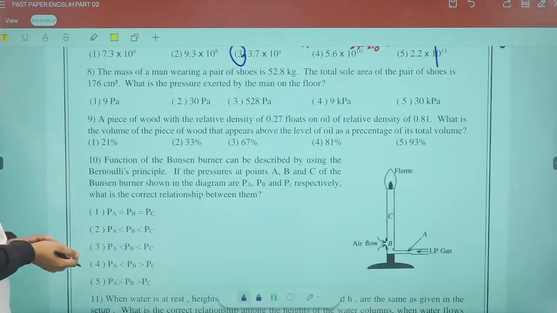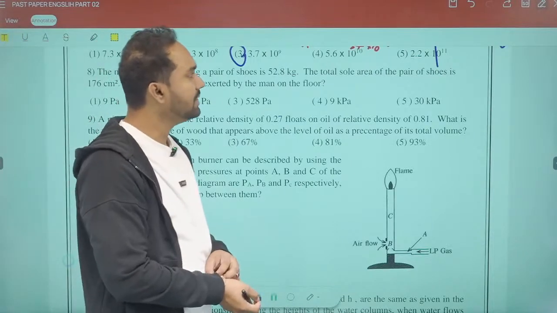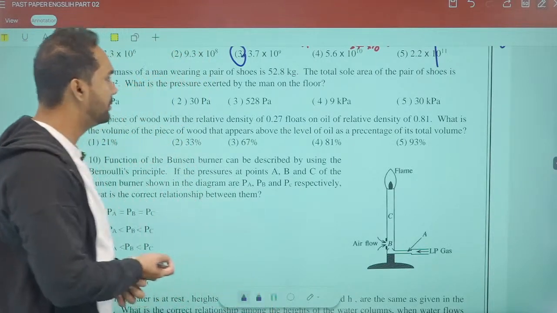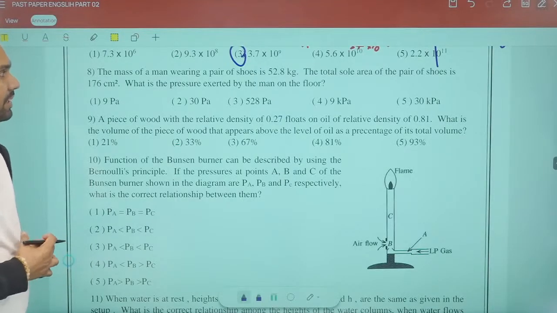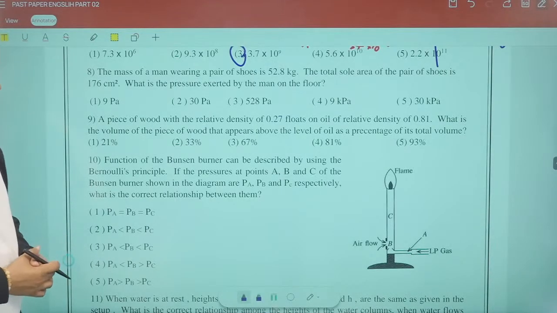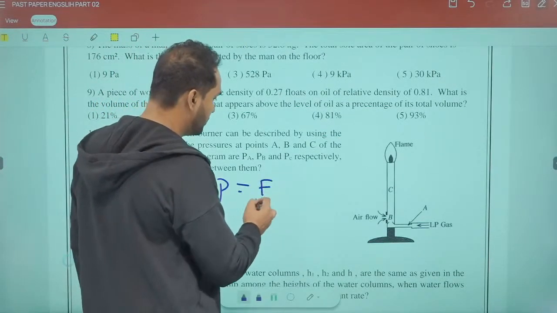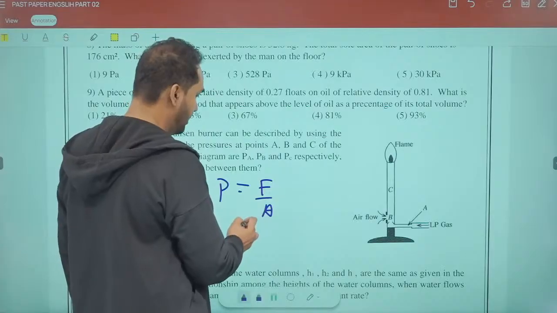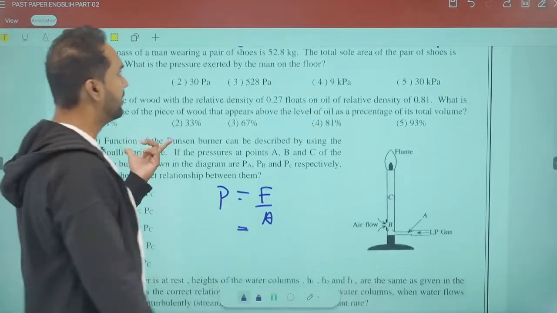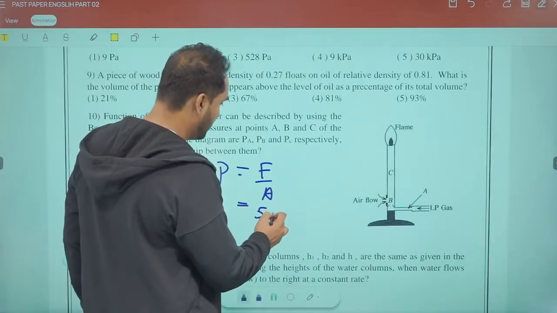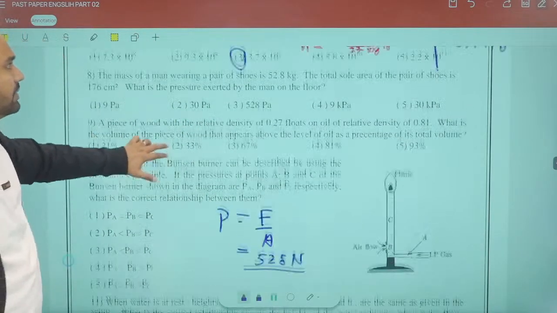Let's see. The mass of a man wearing a pair of shoes is 52.8 kilograms. The total sole area of the pair of shoes is 176 square centimeters. What is the pressure exerted by the man on the floor? That's easy, right? So pressure equals force over area. Force is the weight of the man, that is 528 newtons.